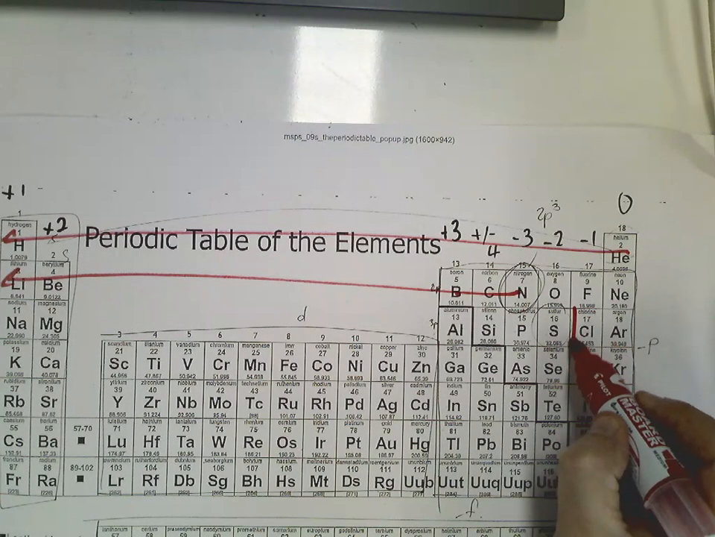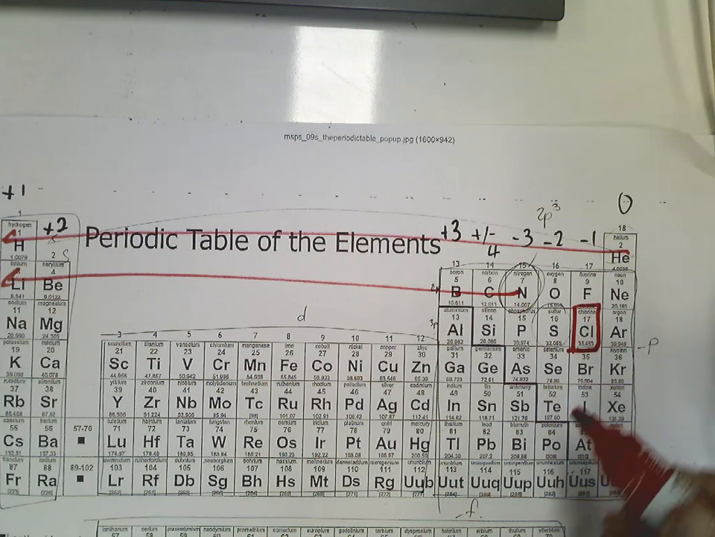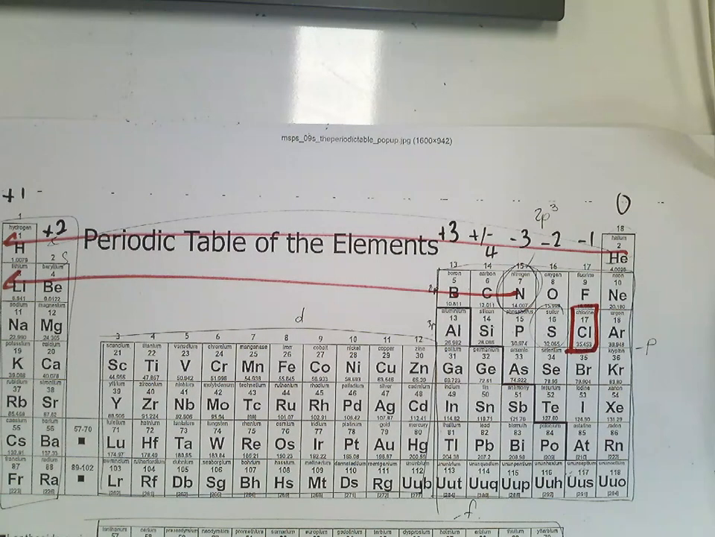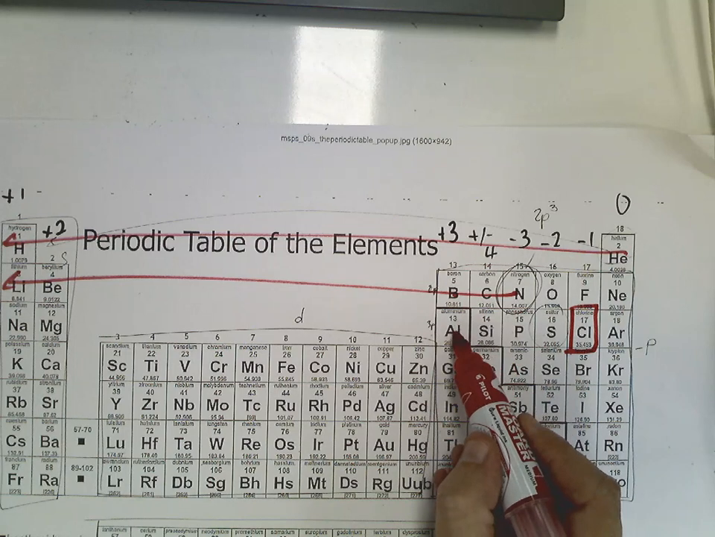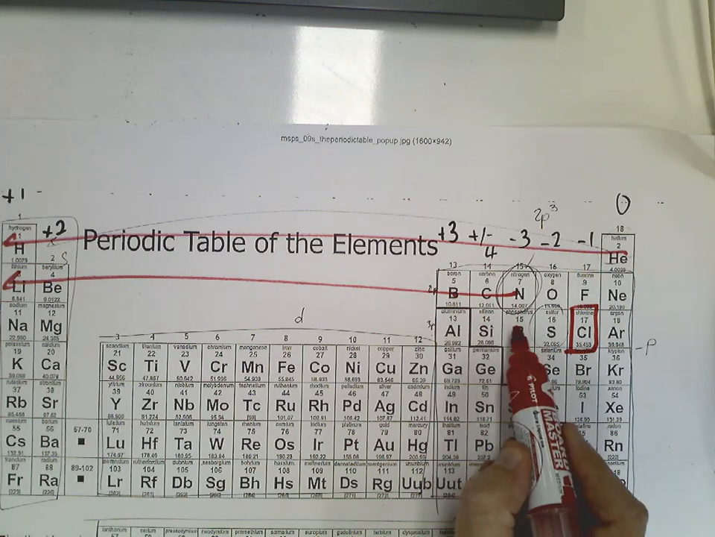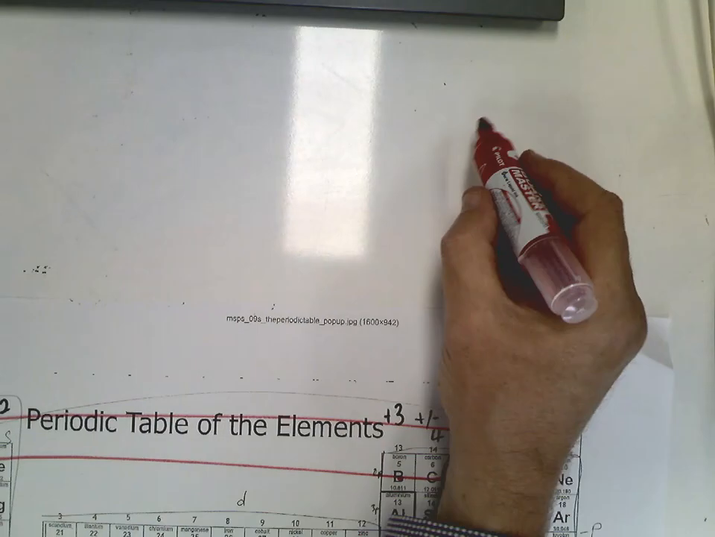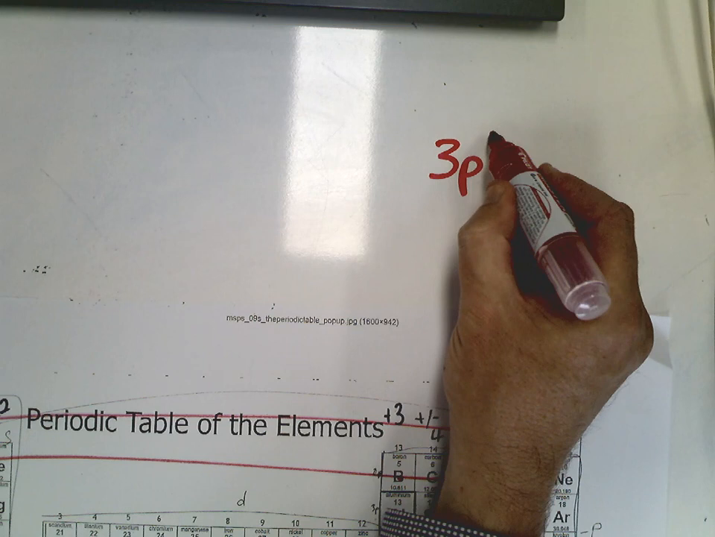So here it is. Here's chlorine in the periodic table. And so if we had to start off with this, well, it's 2p. So this is 3p. And it's 1, 2, 3, 4, 5. So we'd start off by writing 3p5.